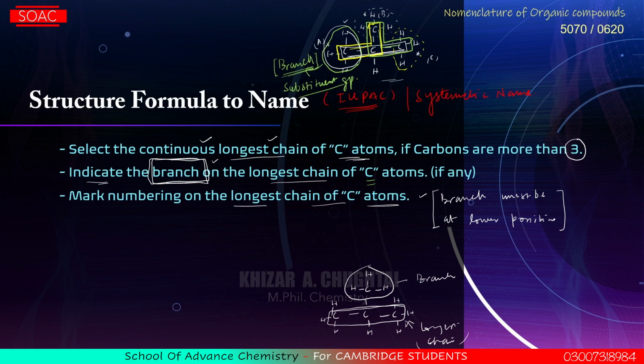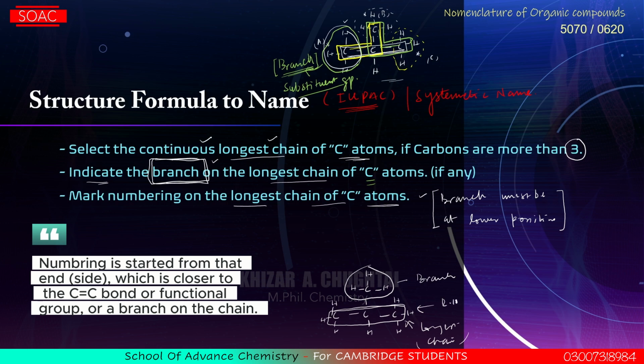So in this case, the next step is to mark numbering. Let's suppose I'm marking numbers from the right hand side. This is the right hand side of the chain and this is the left hand side of the chain. This is carbon number 1, this is carbon number 2, this is carbon number 3. So moving from right to left, this branch has position equal to 2. If I'm moving back from left hand side to the right hand side, I'm going to mark with a yellow pen, and this is carbon number 1, this is carbon number 2, and this is carbon number 3. So luckily in both cases, the branch has the same number.